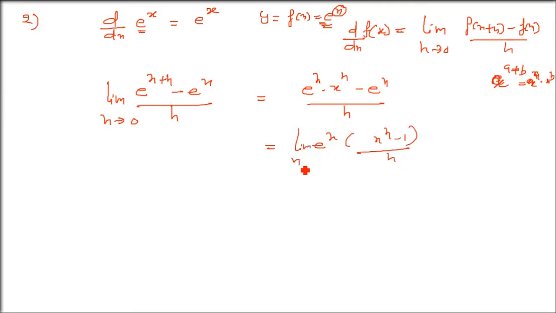I wrote x to the power h, I'm just going to change it to e. So this is e to the power h minus 1 by h, and we know that e to the power h minus 1 by h, this also I already told you, is what? It is 1. If you remember, we did e to the power x plus h as e to the power x times e to the power h. This I already told you.